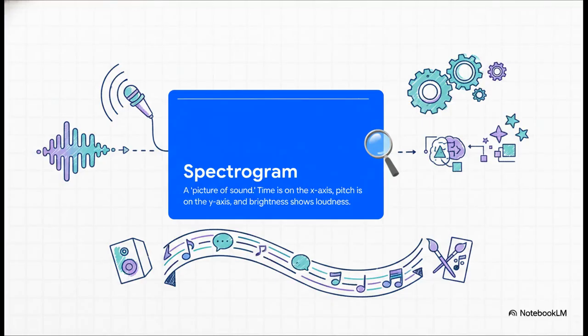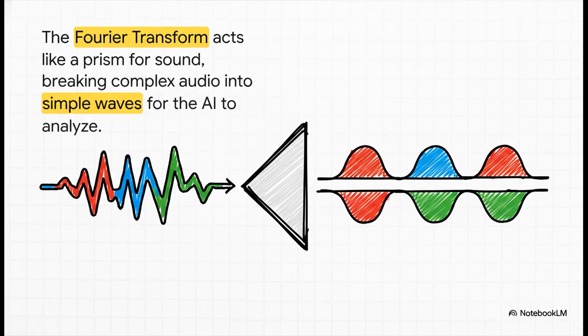So check this out. When an AI hears something like music or your voice, it's not processing sound waves like our ears do. No, it sees the sound. It sees it as this thing called a spectrogram. It's literally a picture of the sound, and it maps out all its properties visually so the computer has something to actually analyze. And how does it do that?